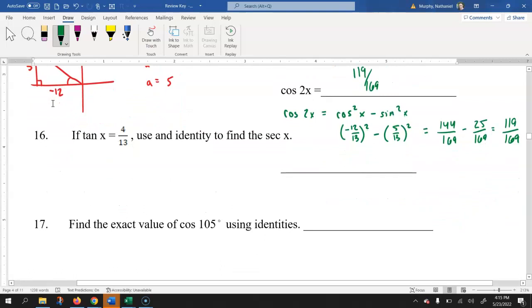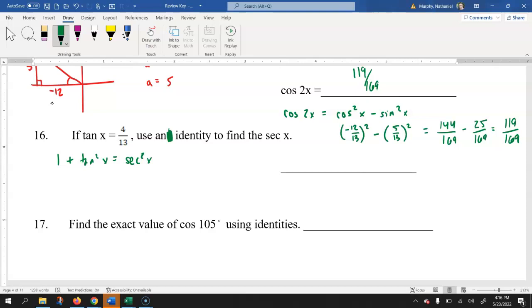All right, let's look at number 16. Number 16 says if the tangent of x equals 4/13, use an identity to find the secant of x. So to find the secant of x, we first have to again look at those alternates to the Pythagorean identity. So one of those is that 1 plus tangent squared of x equals secant squared of x.